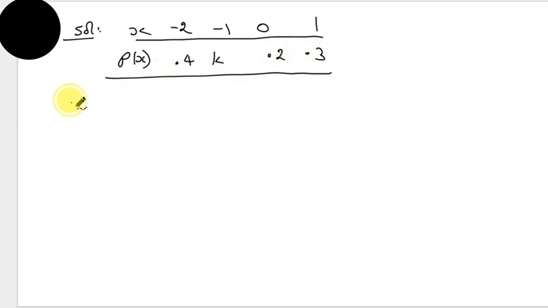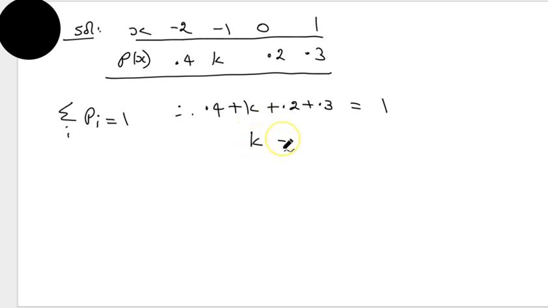I know that my summation over i, p i equal to 1. Therefore, 0.4 plus k plus 0.2 plus 0.3 equal to 1. In other words, I have k equal to 1 minus 0.9, which is nothing but 1 by 10, or this is 0.1 in other words. So I can replace my k in the above table.